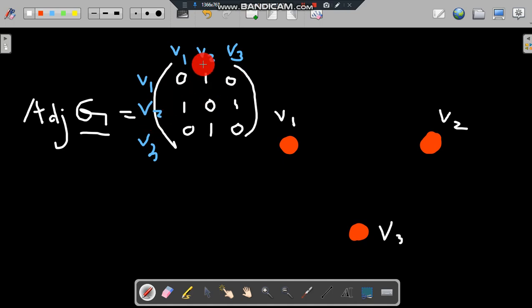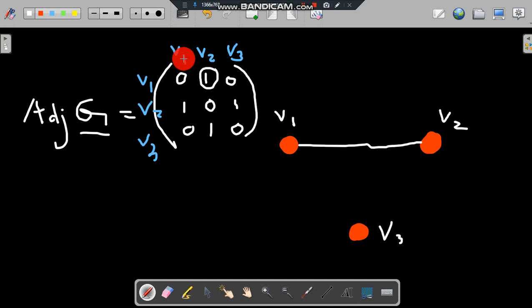Take for example V2, V1; there is no adjacent vertex. V2, V3, 1, adjacent vertex. So 1 is there. We have to make an edge for that. Now come to V1, V1: there is no adjacency. V1, V2: yes, 1 comes here. Look at that, 1 comes. Therefore there is an adjacency, so we have to make an edge between these two. Then V1, V3: there is no adjacency because 0 comes.